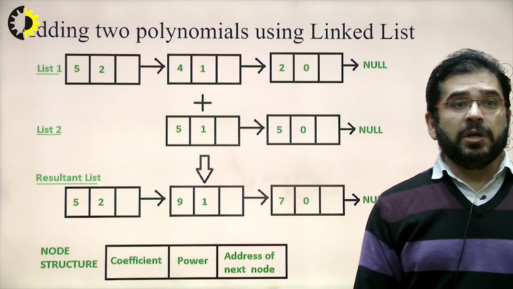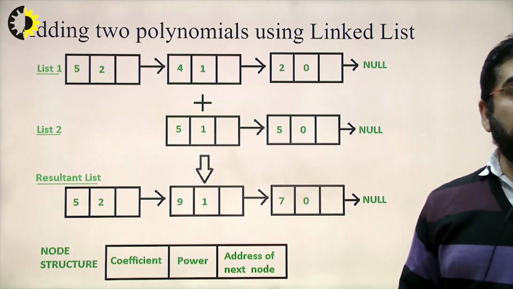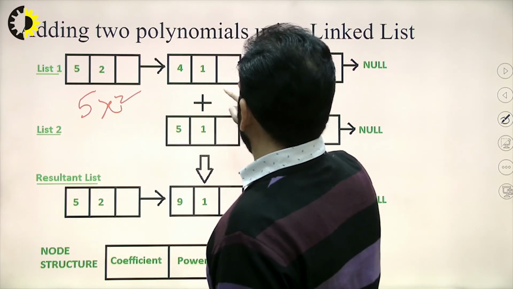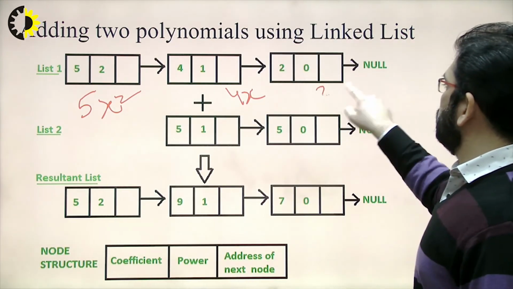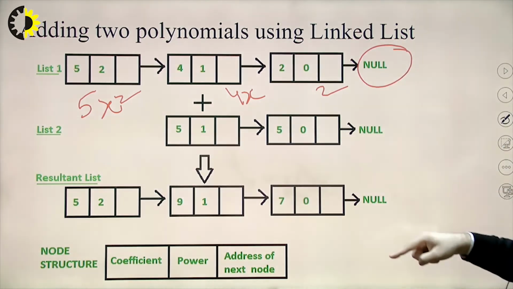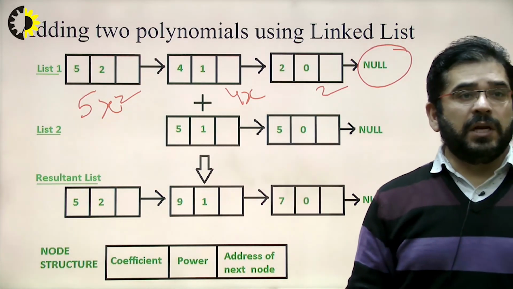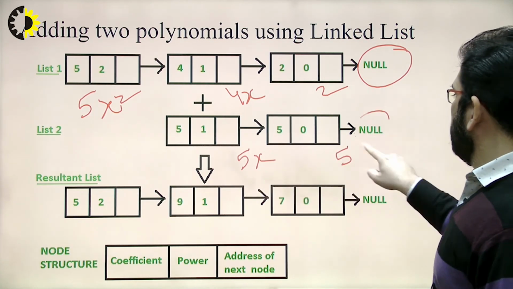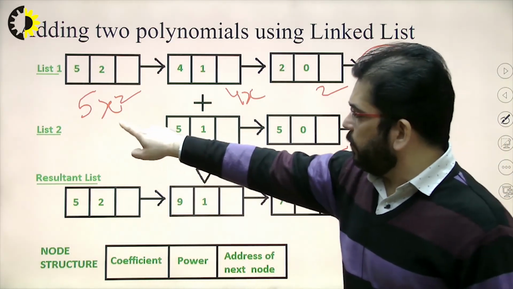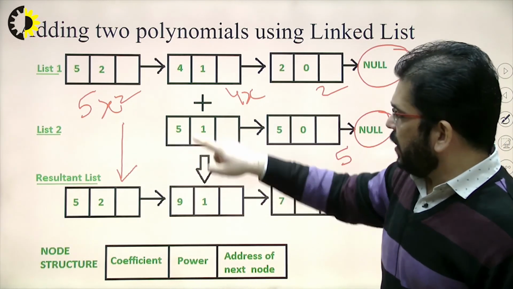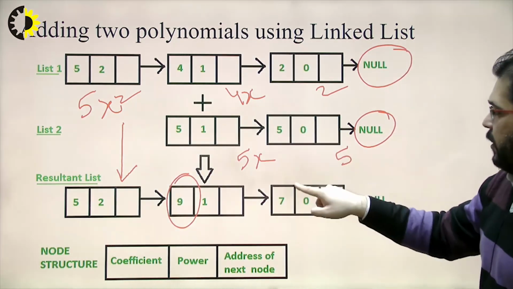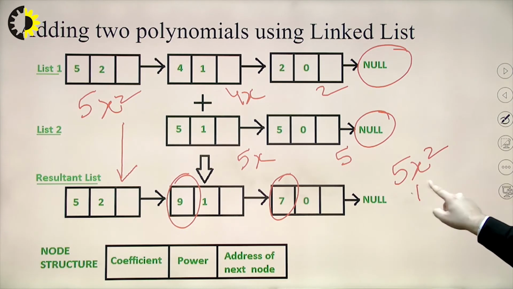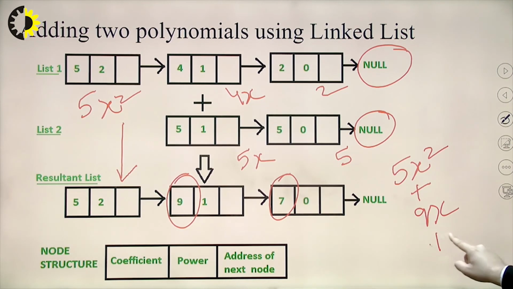Now see this diagram. It will tell you the working and the logic of polynomial addition. This is the 5x square, this is the 4x, this is 2, and at last there is a null pointer which represents the end of the linked list. Second is 5x, then 5, then null pointer. So it will be added. 5x square directly becomes 5x square, 5 and 4 will become 9x, 5 and 2 will become 7. So the final result is 5x square plus 9x plus 7.